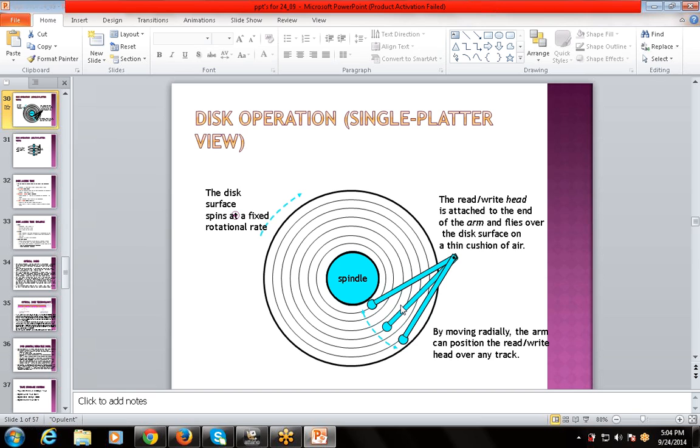Now, this is your disk operation. So first of all, let's take a 5 to 10 minute break and then come back and start with this topic, that is the disk operation using the platters.